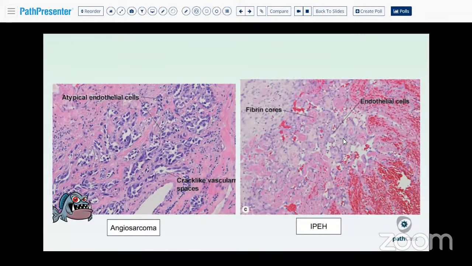And angiosarcoma versus intravascular papillary endothelial hyperplasia. Here we have organizing thrombus with really nice, bland-looking endothelial cells, pretty much wrapping around all these little fibrin cores of the organizing thrombus, versus crack-like spaces with atypical cells.